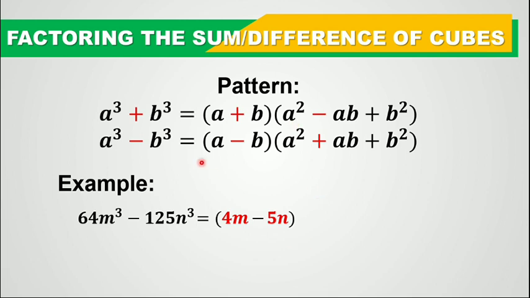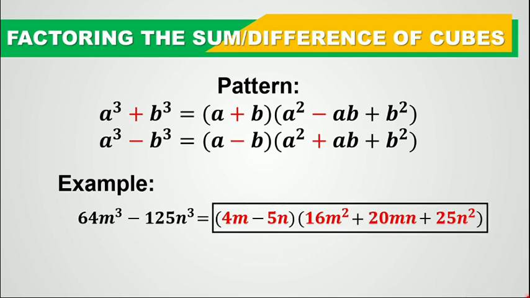And then the other factor would be just square this first term. So quantity 4m squared, that's 16m squared. Since this is minus, so the operation of the second term of the second factor should be plus. So plus the product of the first term and the second term of this binomial, so 4m times 5n, that's 20mn. And then plus the third term, the square of the last term or the second term. So quantity 5n squared, that's 25n squared. And this is now the answer for this particular example.